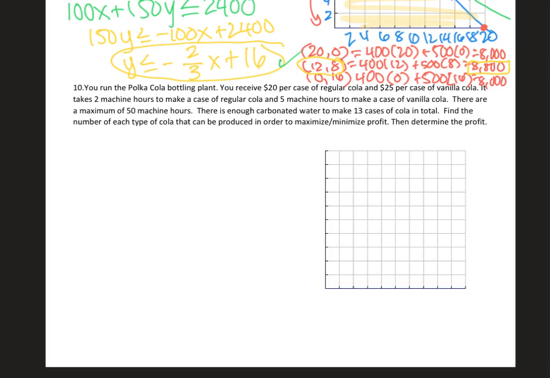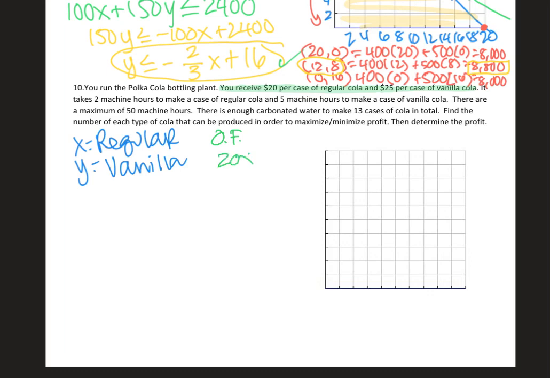Okay, so first thing, you're going to say X equals regular and Y is equal to vanilla. All right, now my first sentence says you receive $20 per case of regular, and $25 per vanilla. Okay, that is your objective function.